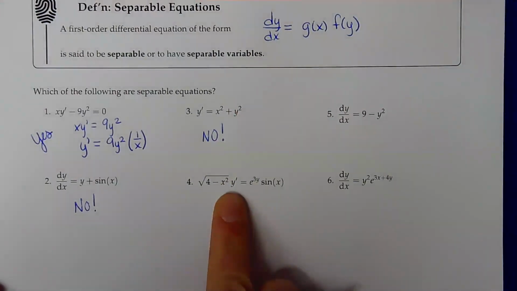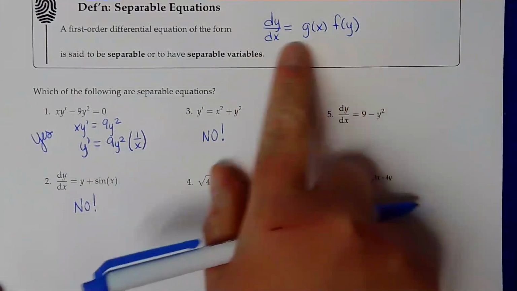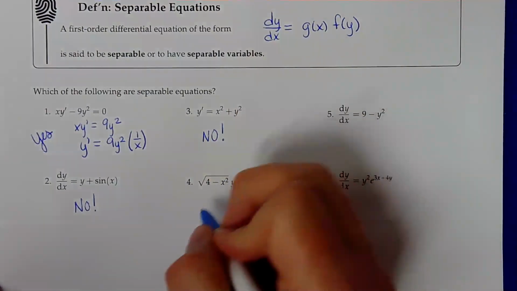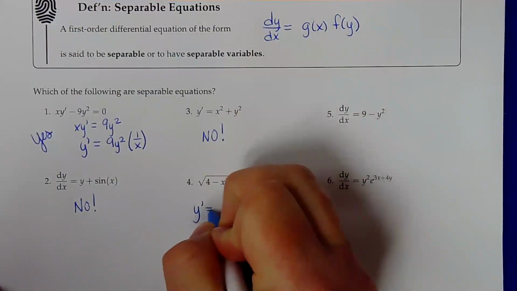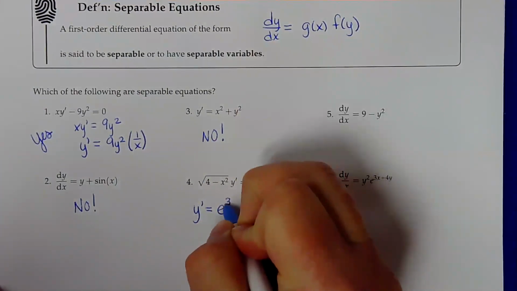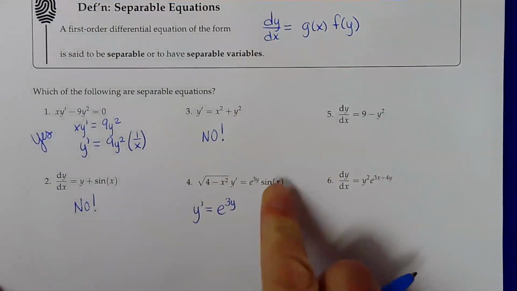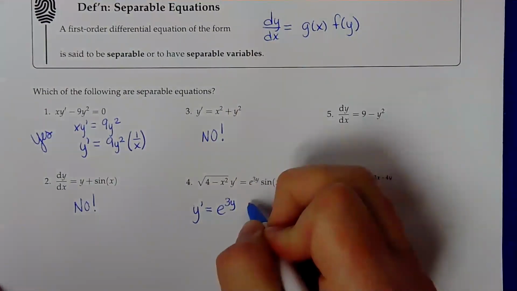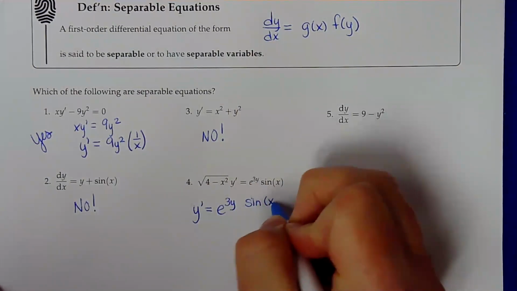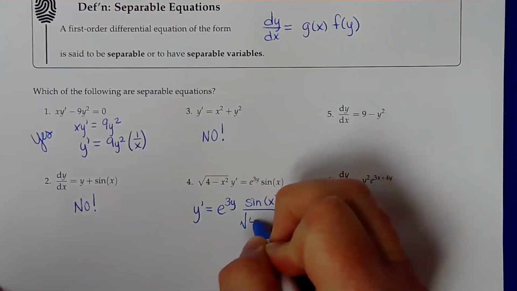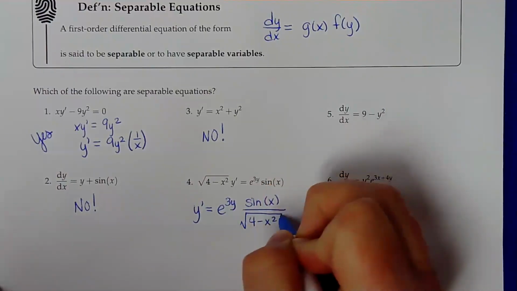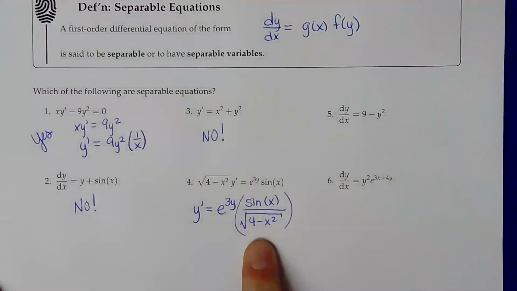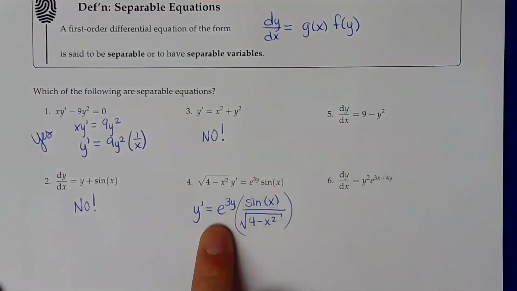Okay, number 4. I definitely want to make sure I get that y prime by itself so I can set it up into this form of dy/dx equals this. If I do that, I get y prime is equal to e to the 3y. And when I divide this over, I'm going to try and group the things that have x together and the things that have y together. So when I do that, I'll have a sine x divided by the square root of 4 minus x squared. So it looks like I have this piece that's entirely in x, and I have this piece that's entirely in y. So that would make this one separable.